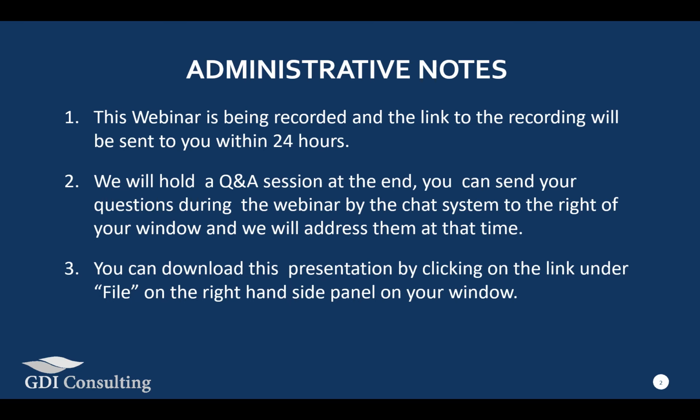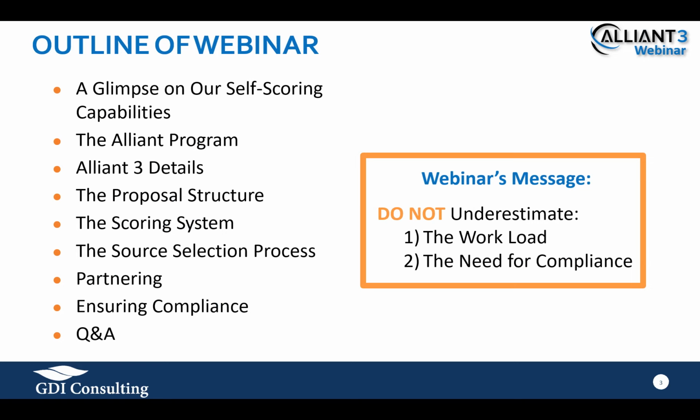So let's see what this webinar covers. After a brief introduction of GDI Consulting, we will first review the Alliant program and how it is faring right now, as this is the 3rd iteration of Alliant. Then we will discuss Alliant 3 general information and then explain the proposal structure. The main part of the webinar will be devoted to a detailed discussion of the scoring system and Ab will explain this thoroughly. We will also touch on how the source selection process works. Partnering is an important issue in Alliant 3 and Ab will discuss that in detail. Finally, before going into the Q&A session, Ab will discuss the importance of compliance and will provide some experience sharing there.